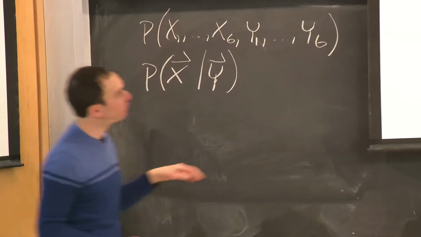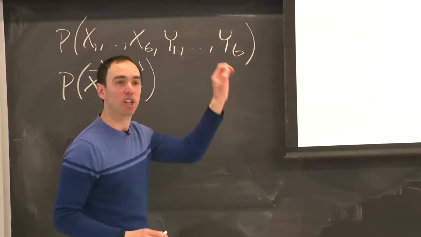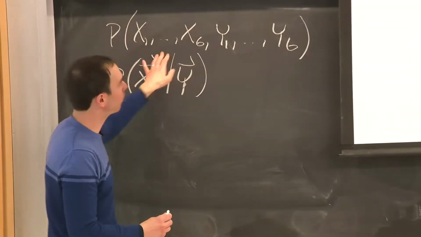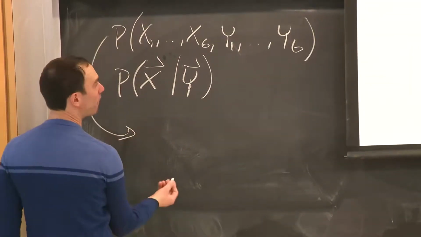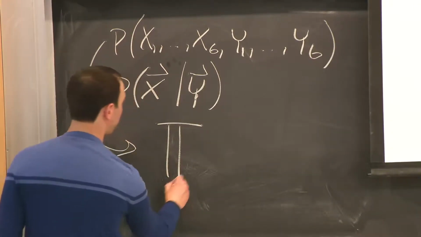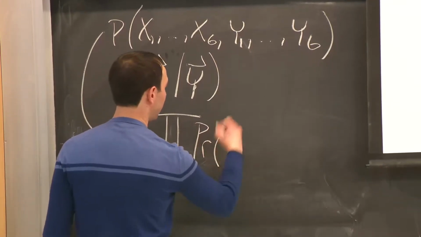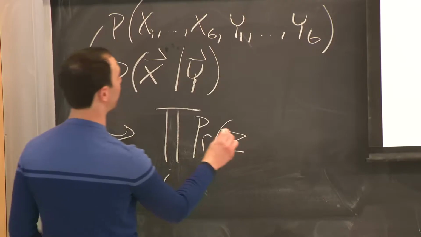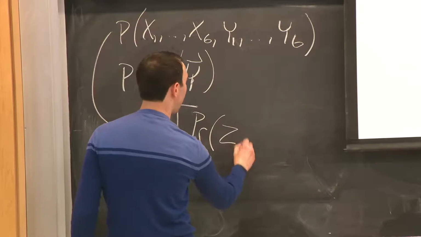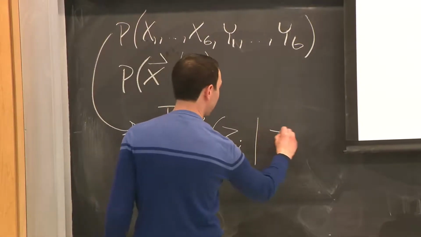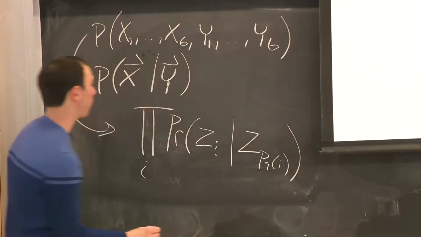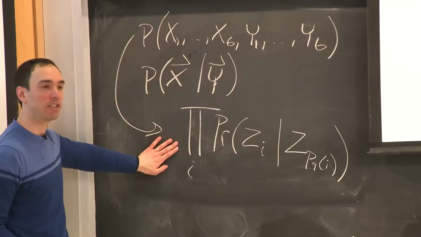Now, associated with this graph, I already told you the nodes correspond to random variables. The graph tells us how this joint distribution is factorized. In particular, it's going to be factorized as the product over random variables of the probability of the ith random variable. I'm going to use z to denote a random variable, so think of z as the union of x and y. Zi is conditioned on the values of the parents of zi. So I'm going to assume this factorization.